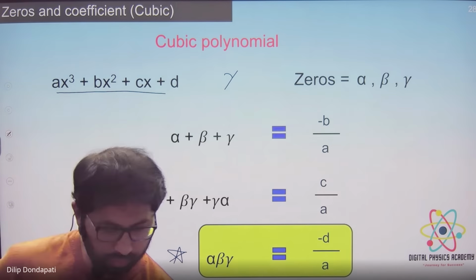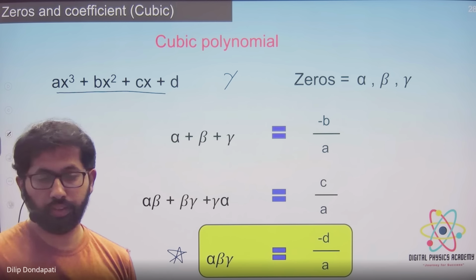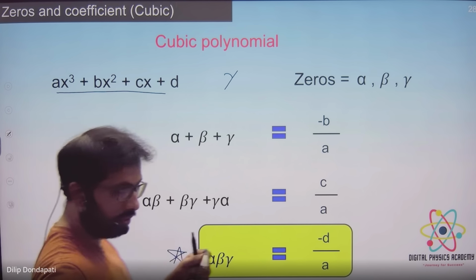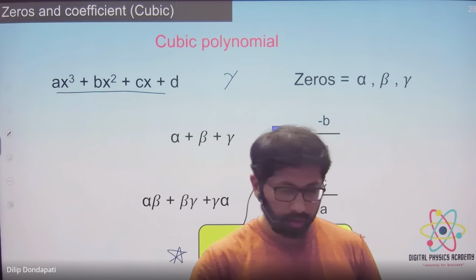Sir, is there a chance of them asking derivation? No, they will never ask. Only relationship between zeros and coefficients. Only numericals will be there. Very small chapter.